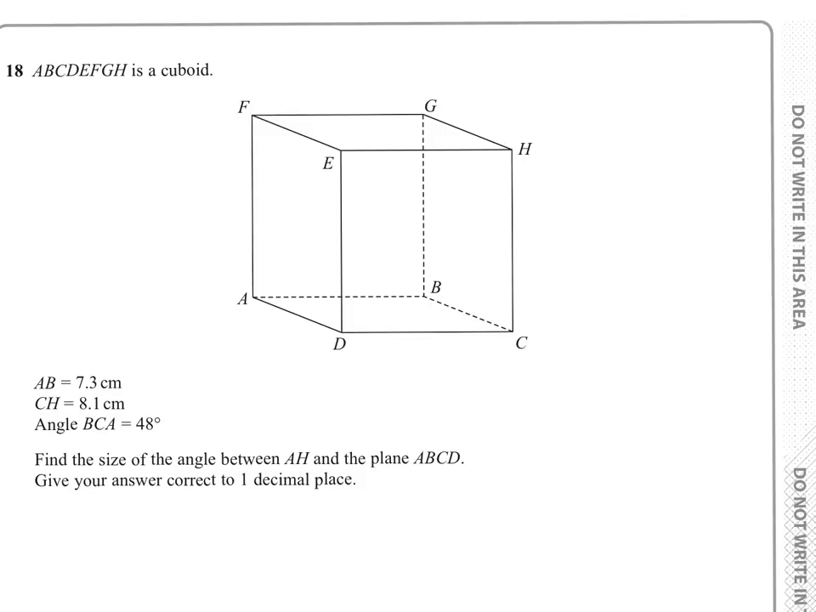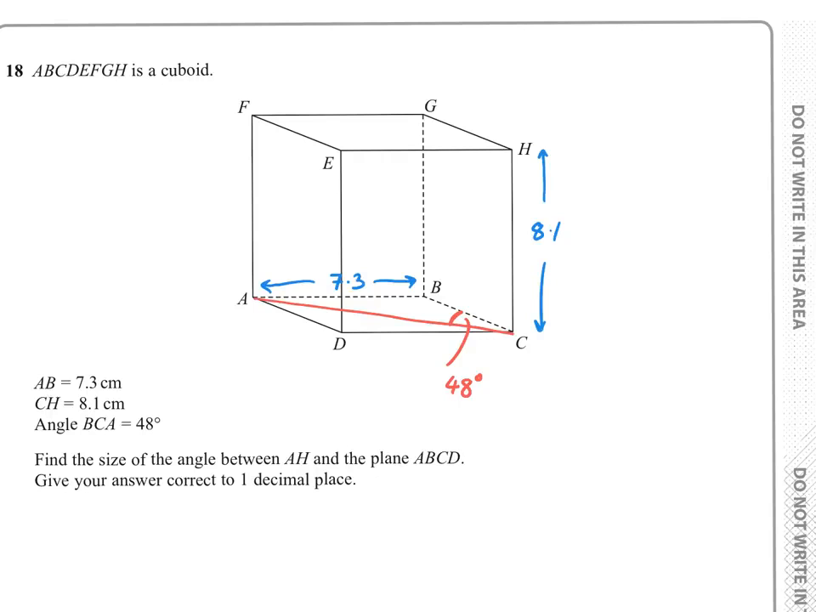So question 18, ABCDEFGH is a cuboid, and we're given that AB is 7.3. We're given that CH is 8.1. And we're given that angle BCA is 48. So that's the first thing we need to draw in here, the diagonal there. And it means that this angle here is 48 degrees.